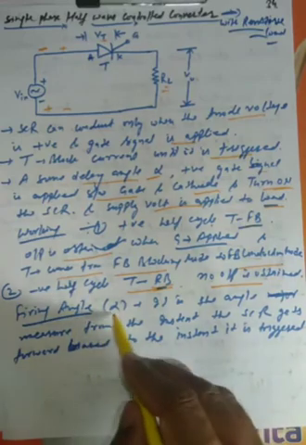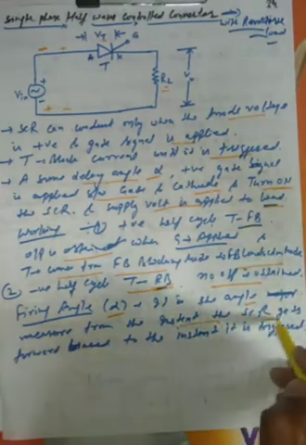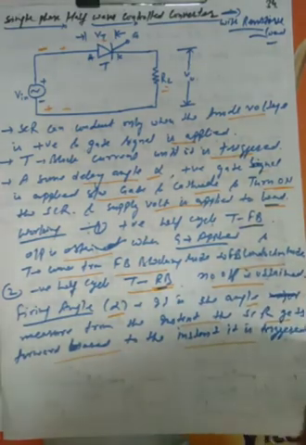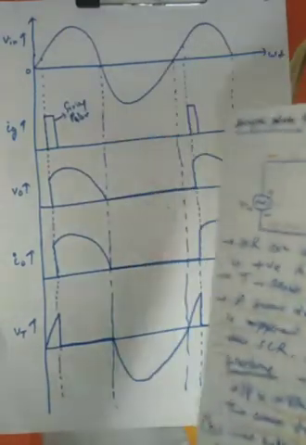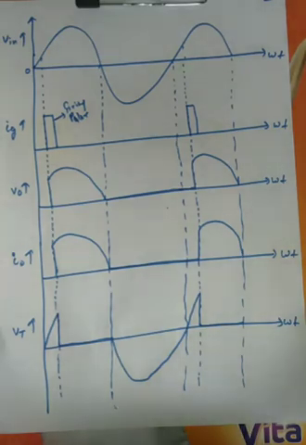The firing angle, denoted by alpha, is the angle measured from the instant the SCR gets forward biased to the instant it is triggered. That is known as the firing angle, denoted by alpha. You can see the waveform of the single phase half wave controlled rectifier with resistive load, in which we can see different things.